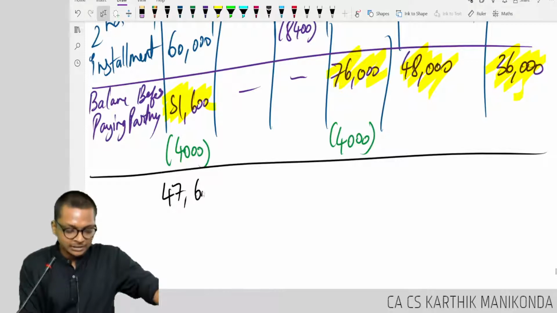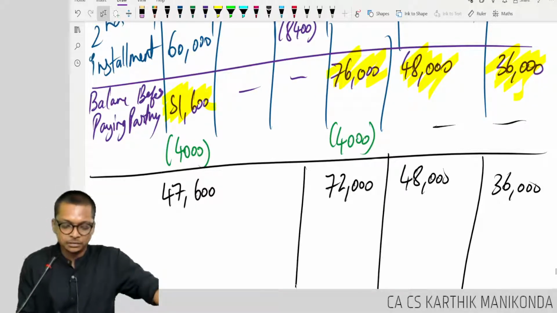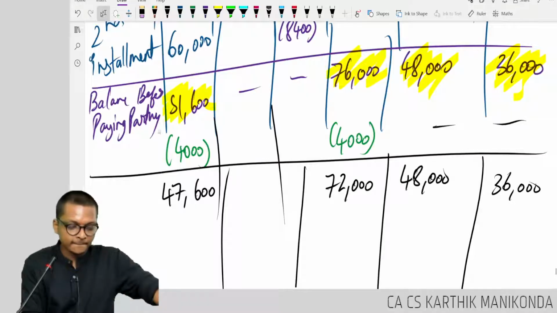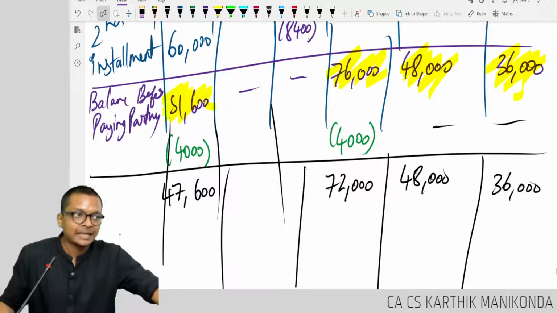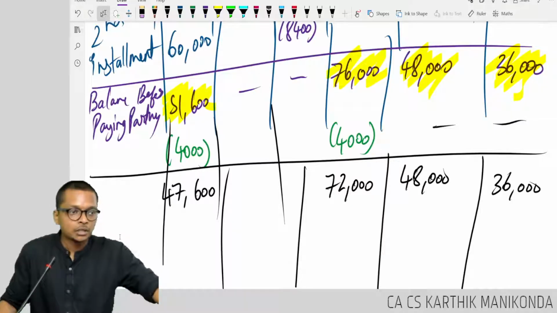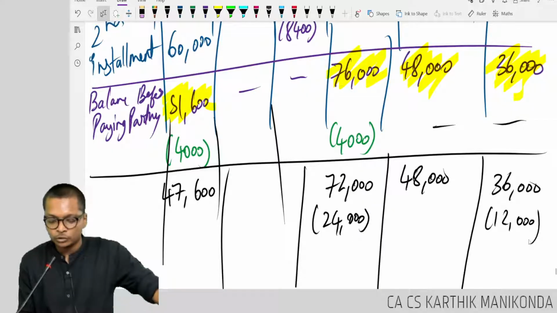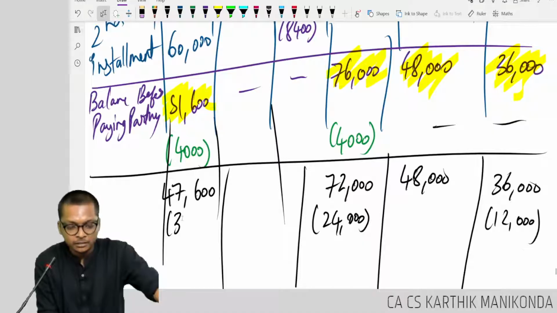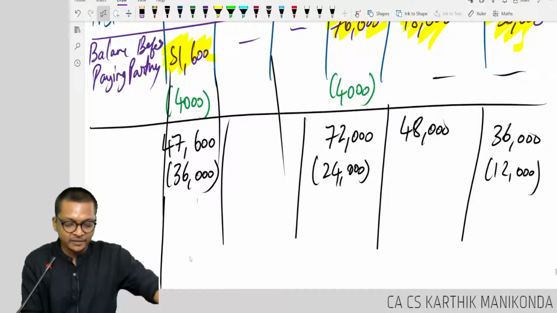47,600 here, 72,000 here, 48,000 here, 36,000. Are you following, guys? Next, who will take? A and C, how much? So I will reduce for A 24,000, I will reduce for C 12,000. So my cash also will reduce by 36,000.